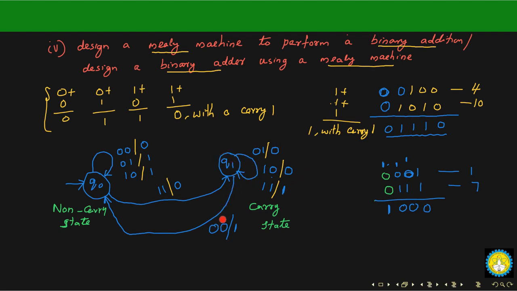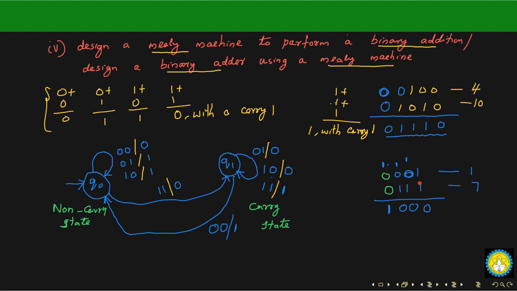But for 0 0, very importantly, whenever you get a 0 0, you know that since we have a carry already, the output generated is going to be 1, and there are no further carries. That's why we are shifting to the non-carry state. So that's how this machine can be designed. Now let's look at how this machine can process a given input. Let's look at the example which we already started off with.